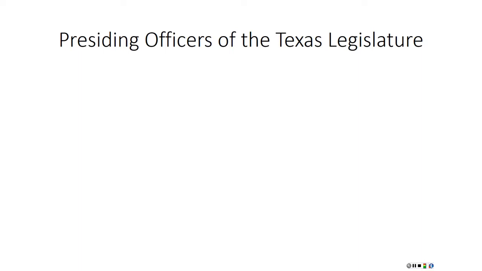Now, presiding officers of the Texas Legislature. I mentioned a minute ago that these were important, and I want you to know these positions, and I want you to know why they're important. The presiding officers of the Texas Legislature are really the power brokers of state government. Nothing is going to get accomplished without their blessing, without their approval.